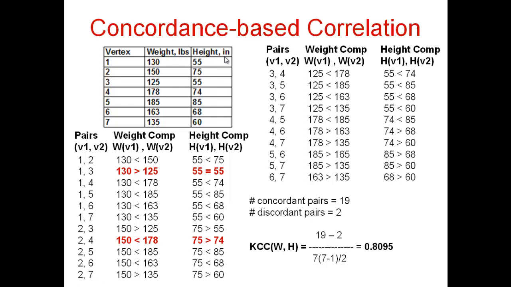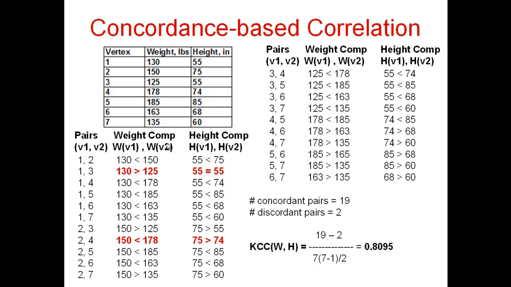So now for each pair of vertices you have to compare the weight and then the height. The weight of V1 is 130 compared with the weight of V2, 150. So 130 is less than 150. Is it the same for the height? It's 55 less than 75. Yes, fine, so they are concordant. For 1 and 3, the weight 130 is greater than 125, but the height 55 is equal to 55. Now this is the case for being discordant. So we highlight that to indicate it's discordant.